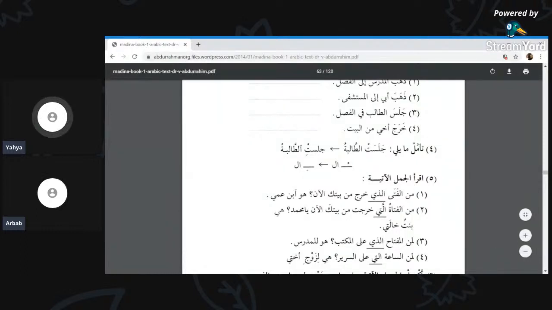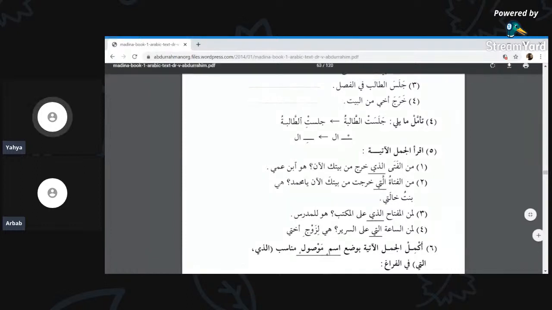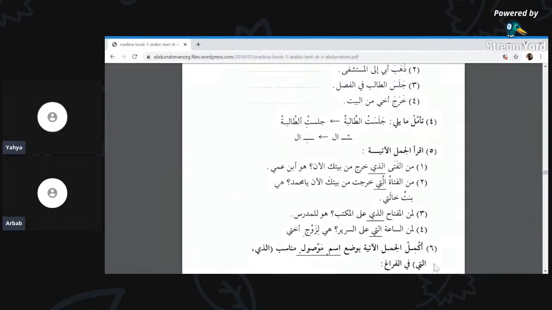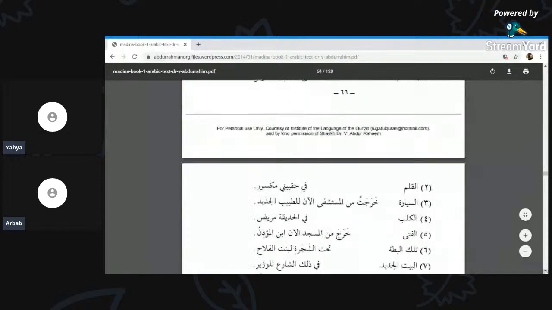Okay. And then we can see here, man al-fata. Fata means young man. Alladhi, who, kharaja, so who went out. And allati is the feminine form. So alladhi is masculine and allati is feminine. Here it says akmil al-jumal al-atiyata, so complete the following sentences, biwad'i ismin mawsulin, by placing an ism mawsul. So alladhi and allati are known as ismun mawsulun. Okay? Does that make sense, inshallah? Yeah.